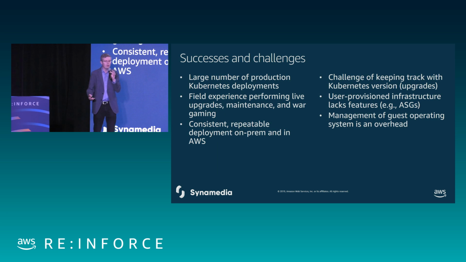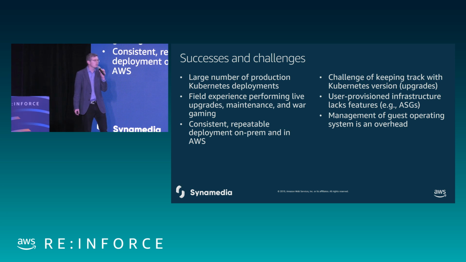And we've had quite a lot of success in doing this. It's actually been quite successful. As Pavan said, we've rolled out many very large Kubernetes clusters, both on-prem and in the cloud. We've gone through all the experience of upgrading those things and the pains of doing so, keeping track with the latest versions of Kubernetes. And that's given us a nice consistent deployment pattern for on-prem and AWS.